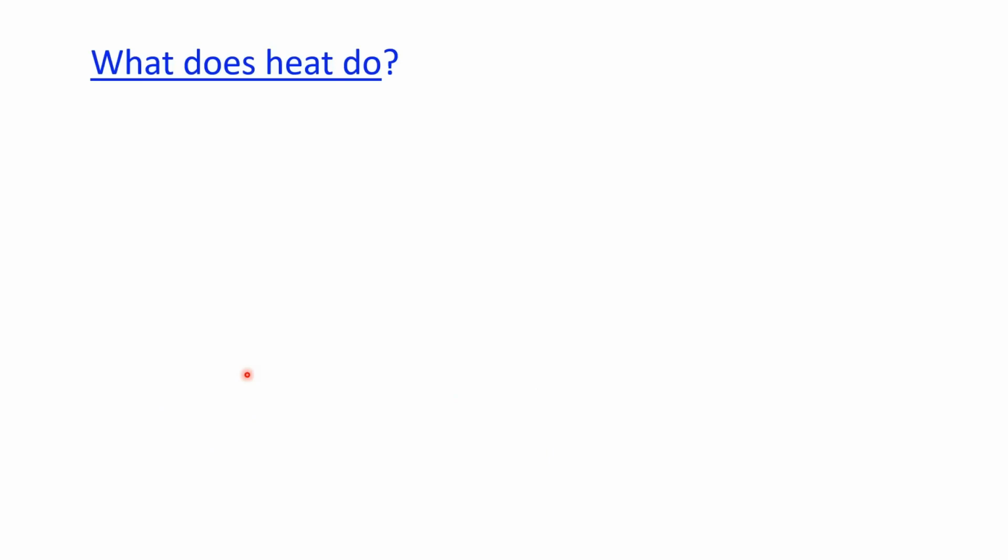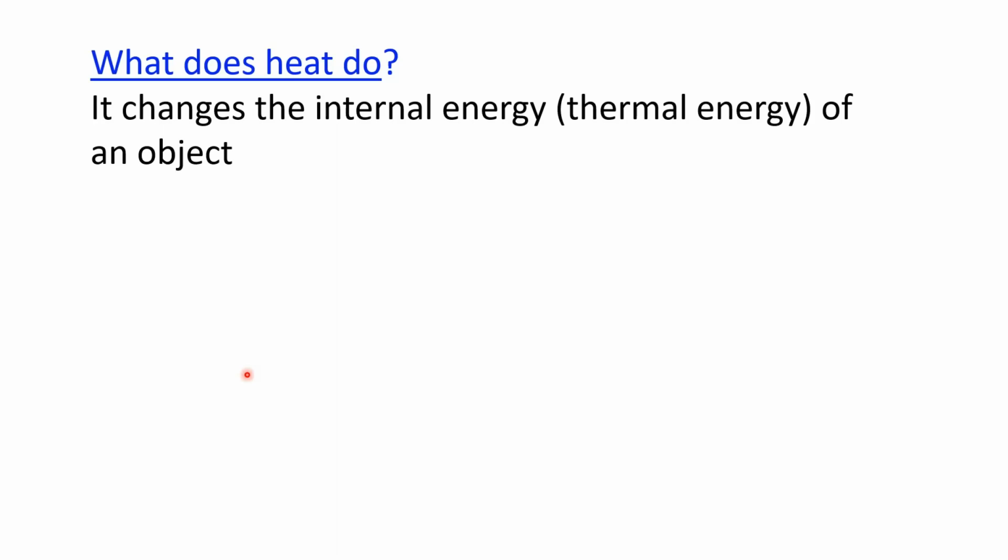So let's address this question then. What does heat do? Well, it changes the internal energy of an object. I need to highlight here, internal energy is often referred to as thermal energy. These basically mean the same thing. Our book really likes the term internal energy, so I'll use that to stay consistent. But either one is pretty much well accepted. So there's a mathematical definition of heat. Heat usually is given the symbol Q.